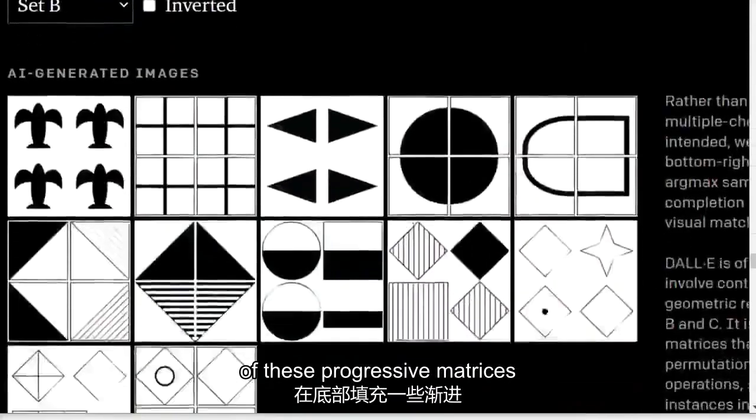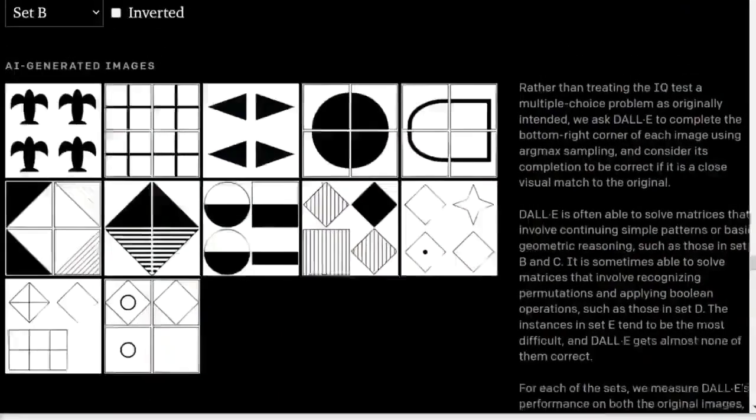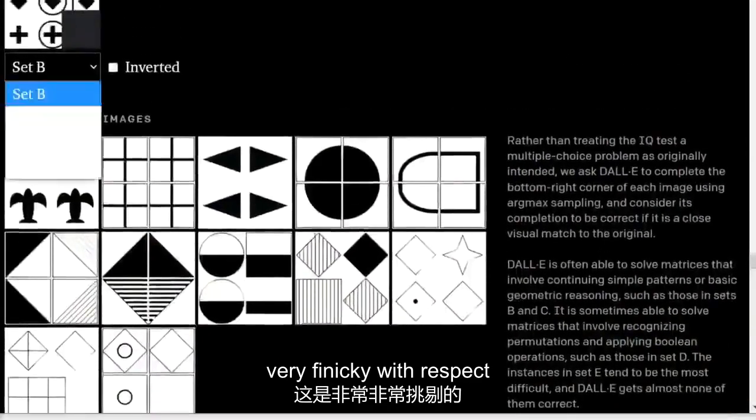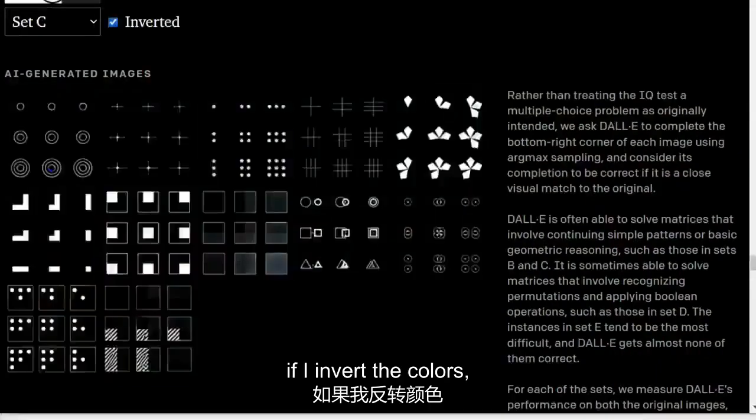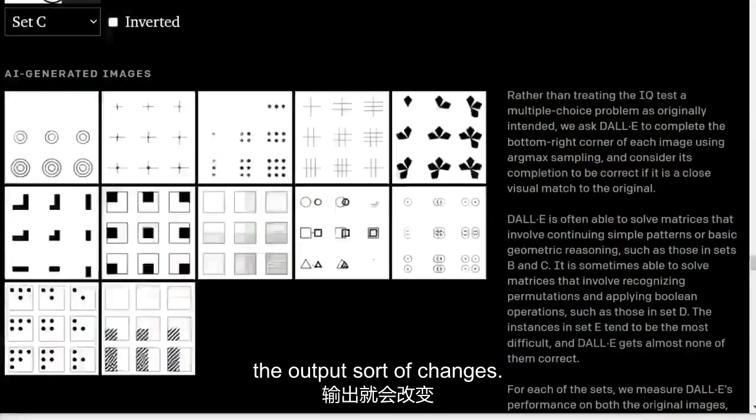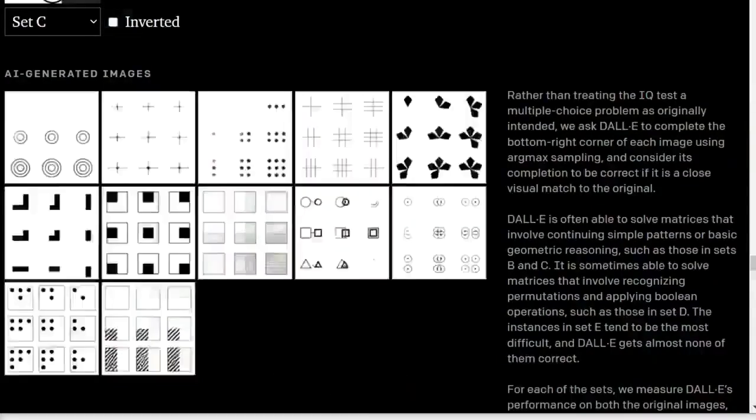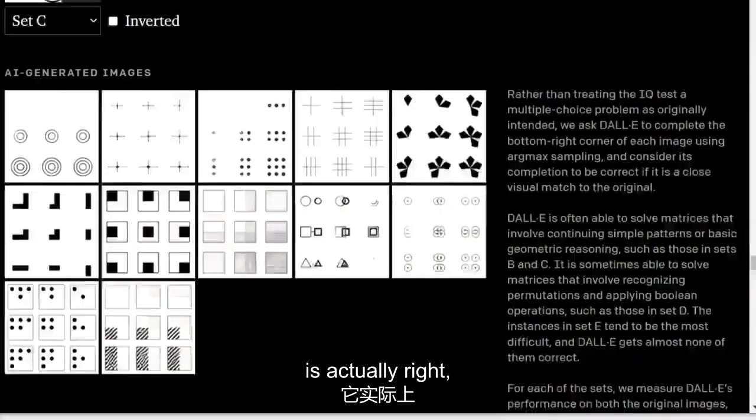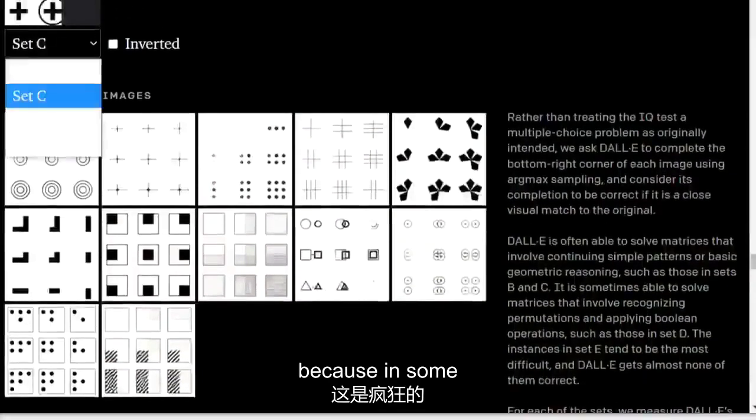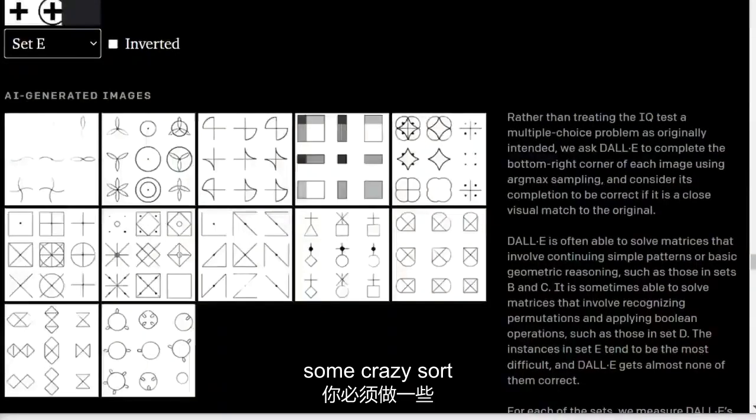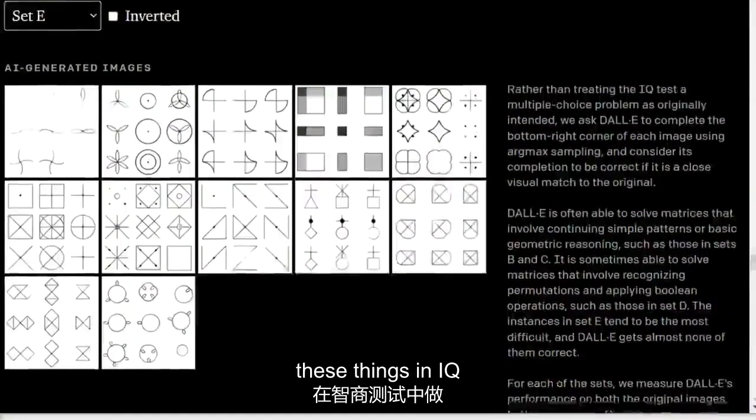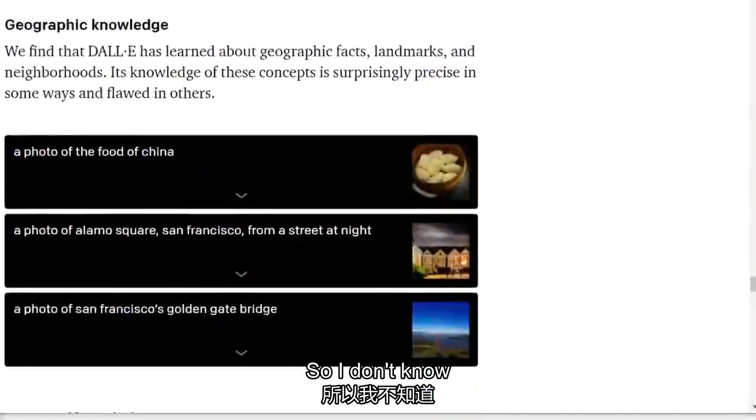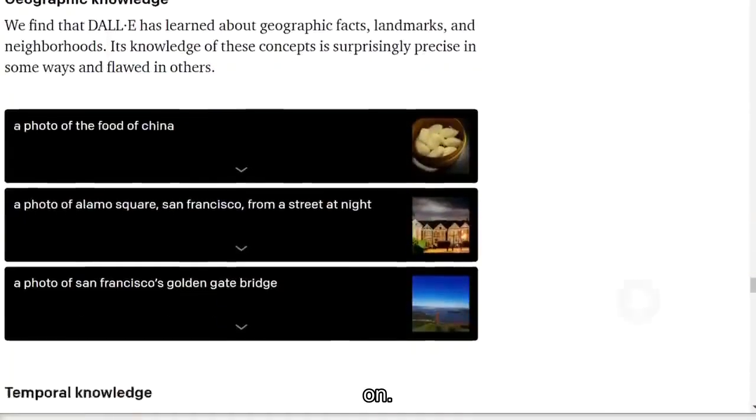It can even do some of these progressive matrices where it fills in the bottom right. However, they do mention it's very, very finicky with respect to whether or not, for example, you invert the color. So if you look at the bottom right of any of these things, if I invert the colors, the output sort of changes, and it's often also not right. However, sometimes it is actually right, which is crazy, because in some of these things you have to do some crazy sort of inference that we usually do in IQ tests. So I don't know, the debate about what is intelligence goes on.